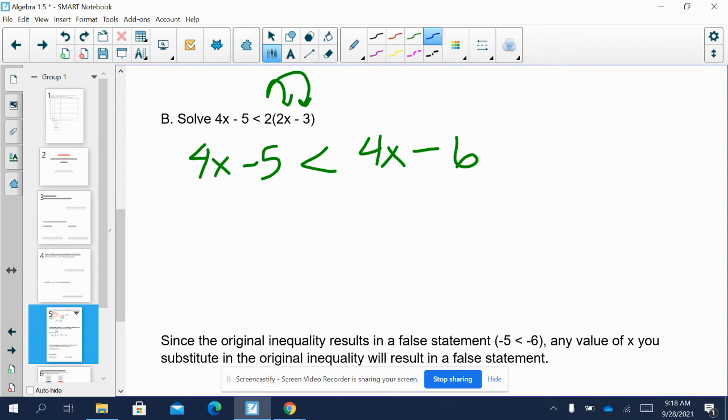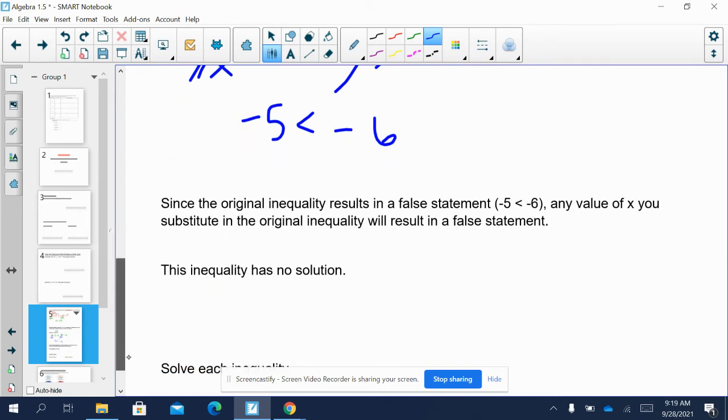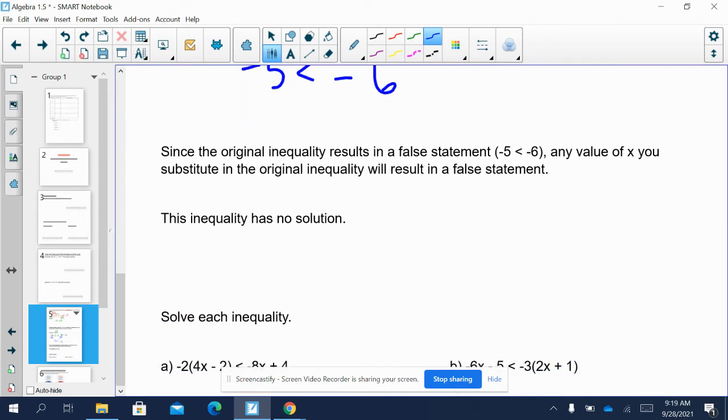And now we're going to start the process where we get variables to one side and constants to the other side. I'm going to take away 4x from both sides because I want to cancel it out from the right. But in doing so, I also canceled it out from the left. And now I have something that says negative 5 is less than negative 6. Well, that's false. It's not a true statement. Negative 5 is actually greater than negative 6. So any value of x that you substitute into the original inequality is going to result in a false statement. Okay? It has no solution.